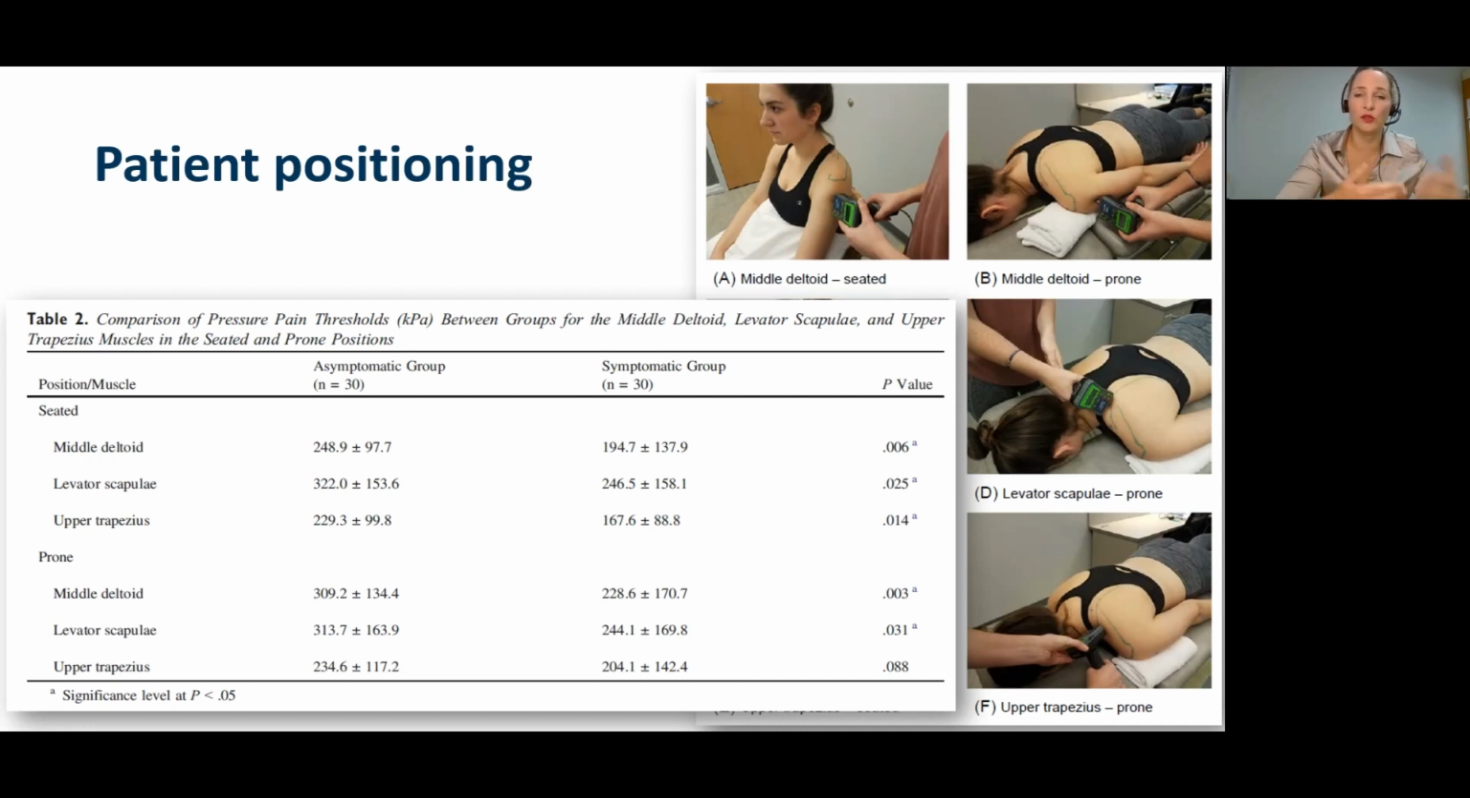So when you're doing your study, make sure that you can test all your patients in the same position. For instance, you cannot have one patient sitting and the other one lying down. It's not the same test, and it will give you not clean results.